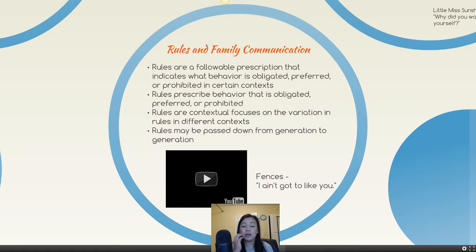And rules can be both implicit or explicit, meaning that they can be explicitly said, like, you need to go to bed by 9, or you need to say thank you every time someone gives you something. If you're explicitly told verbally that something has to happen or that you need to do something in your family, it's an explicit rule. However, rules can also be implicit. Sometimes family members don't need to be told how to do everything. Sometimes family members just know, right?